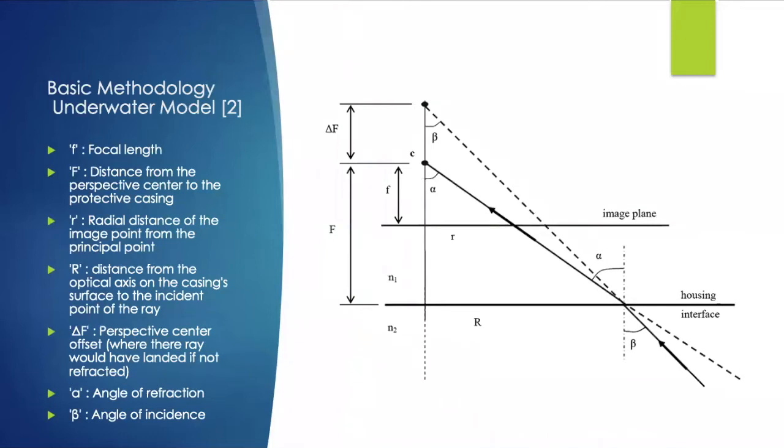In this geometric relation, lowercase f is the focal length, uppercase F is the distance from the perspective center to the protective casing, lowercase r is the radial distance of the image point from the principal point, uppercase R is the distance from the optical axis on the casing surface to the incident point of the ray. Delta capital F is the perspective center offset. This is where the ray would have landed if not refracted. Alpha is the angle of refraction, and beta is the angle of incidence.